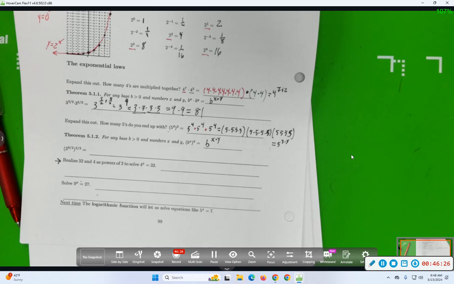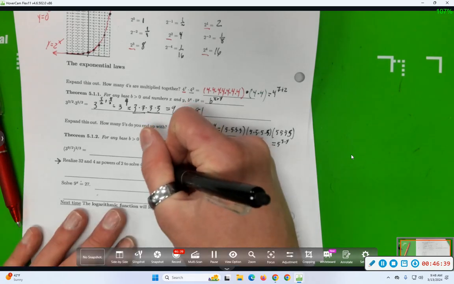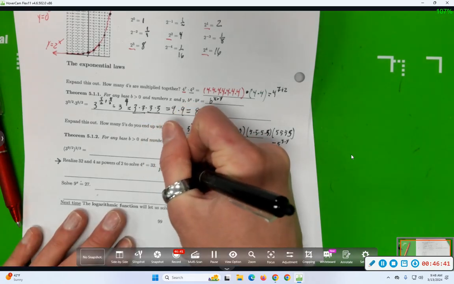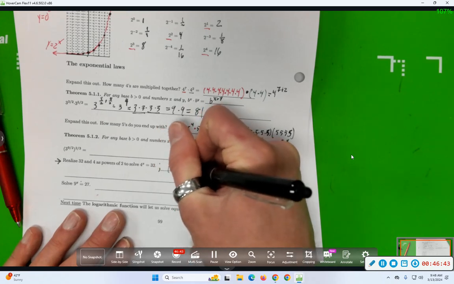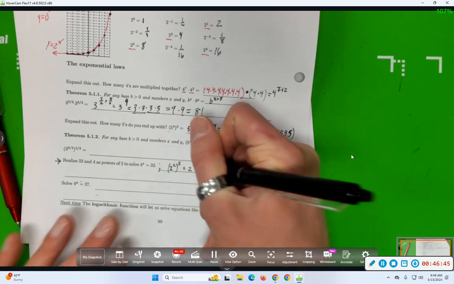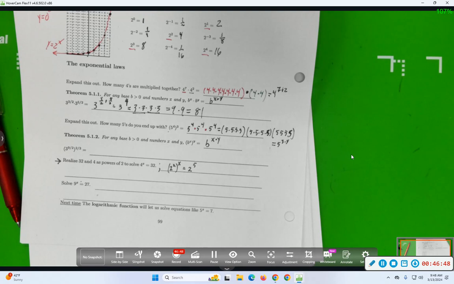Which problem? The one I have an arrow pointing to. Realize 32 and 4 as powers of 2. So I guess that tells you the answer I'm looking for. Everything inside is a power of 2. So one could rewrite this problem as 2 squared to the x equals 2 to the 5th, because 32 is 2 to the 5th.